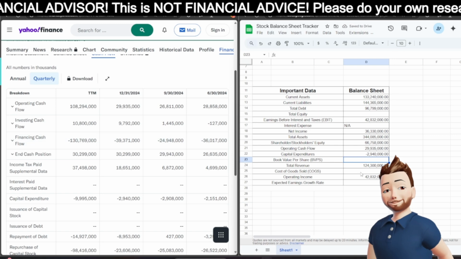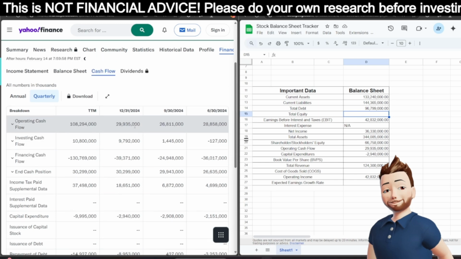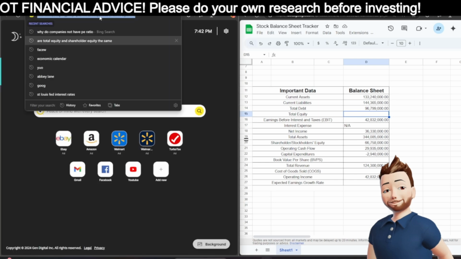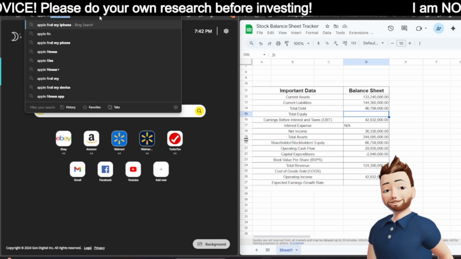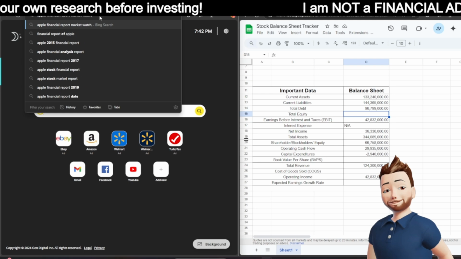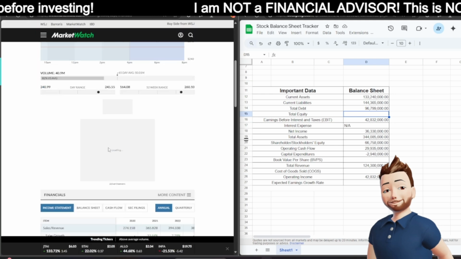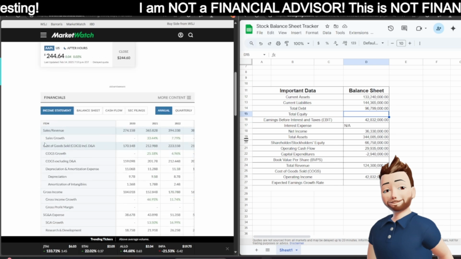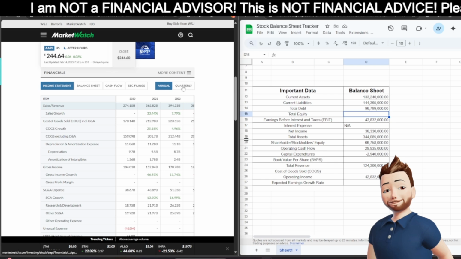Book value per share. Cost of goods, usually I can find on MarketWatch easier for whatever reason. Same thing with total equity. I don't know why. So if I go into Apple Financial Report, I'm also going to type in MarketWatch. Again, another great website to use is MarketWatch, because it kind of breaks down a little bit of everything that you will see here. So again, cost of goods sold. I'm going to go quarterly.